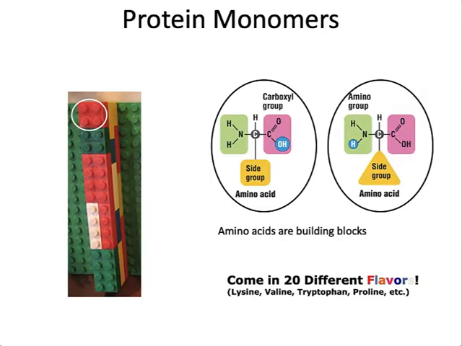The protein monomer is an amino acid. Amino acids are the building blocks of proteins, and they come in about 20 different flavors. There are thousands and thousands of different proteins found in plants. However, despite that fact, they are just different types of amino acids that are chemically bonded together. So based on the order and arrangement of those 20 different amino acids, we can get thousands of important proteins.